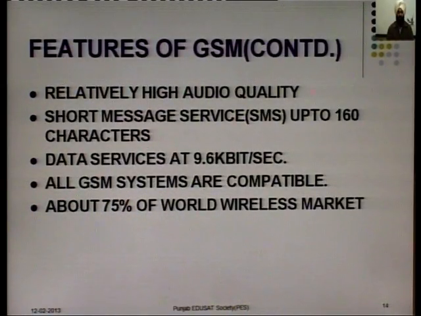Then it has relatively high audio quality. Short message services up to 160 characters was introduced in first phase. Then data services at 9.6 kilobit per second. All GSM systems are compatible, and it covered about 75% of world wireless market. About 3/4 of world was covered with the help of GSM in 1991.